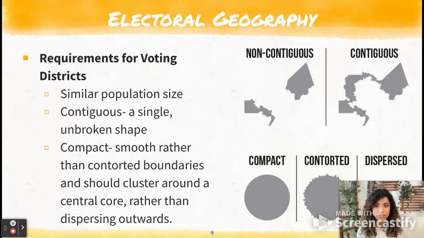Requirements for voting districts. It needs to be similar in population size from one district to the next. You can see this in a few different ways. We have contiguous. These are single unbroken shapes. So this is contiguous here, even though this is a very odd shape, which we'll get to in just a slide or two. We also have compact. These are smooth rather than contorted boundaries and should cluster around a central core rather than dispersing outwards.